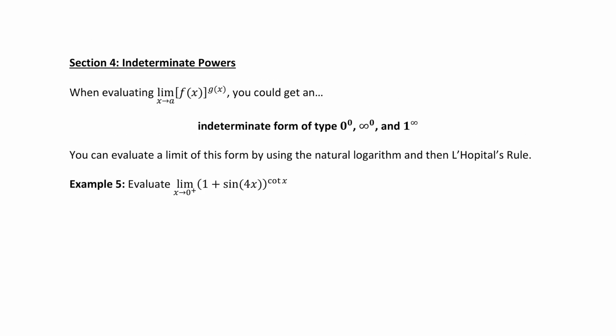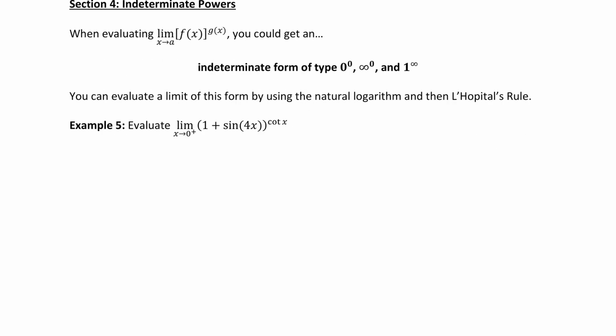The last type of indeterminate form we're going to look at is indeterminate form of type 0 to the power of 0, infinity to the power of 0, or 1 to the power of infinity. All of those are indeterminate forms that we wouldn't directly be able to use L'Hopital's rule with, but we could apply some tricks to be able to rewrite those powers in a way so that we get indeterminate form of type 0 over 0 or infinity over infinity.